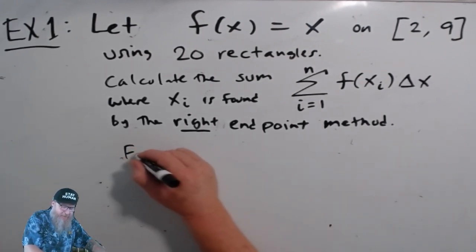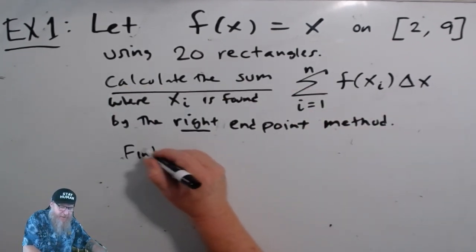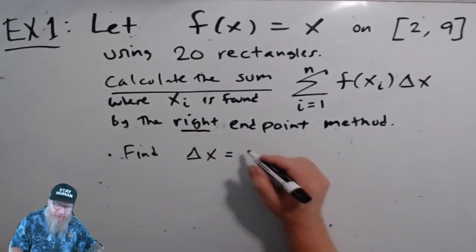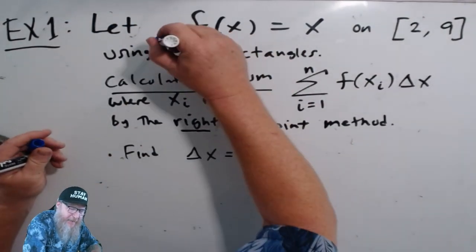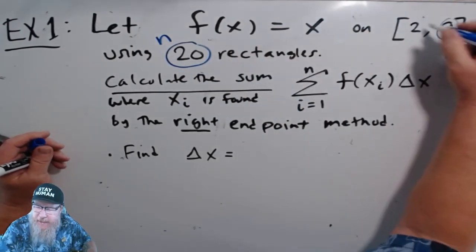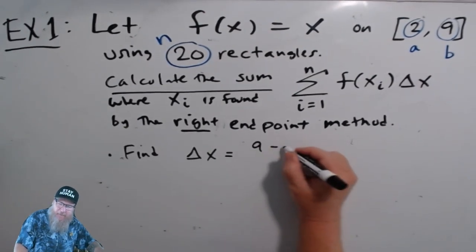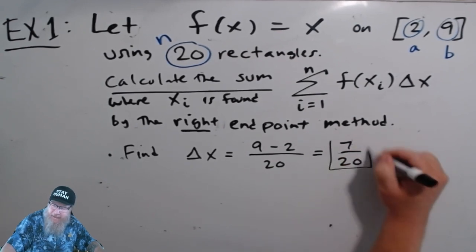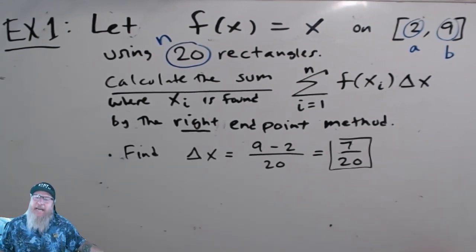All right, so let's go ahead and find the Riemann sum, or the sum. So let's start off by finding delta x. That's always where you start. So it's going to be b minus a over n. So my n is 20, my b is 9, my a is 2. So 9 minus 2 over 20. And that is my delta x, 7/20. So that's the width of each rectangle. It's pretty skinny, very skinny.